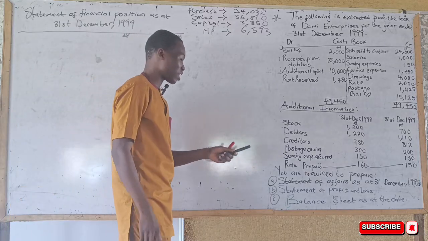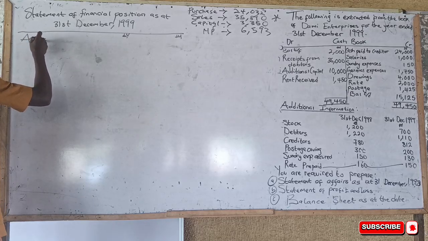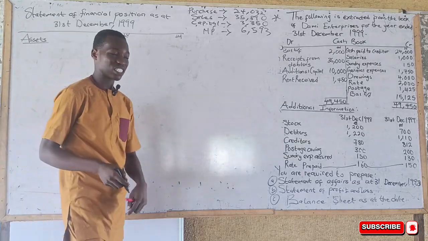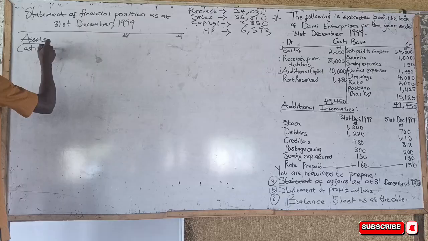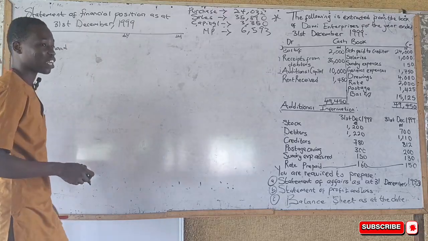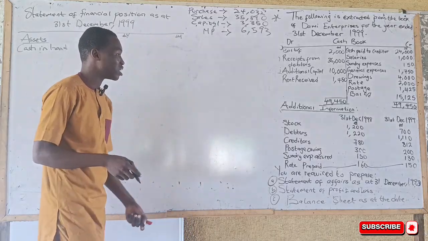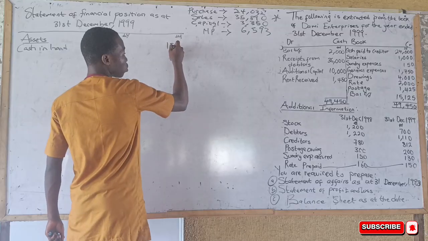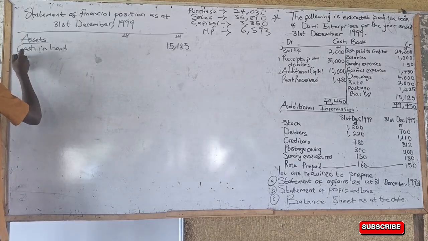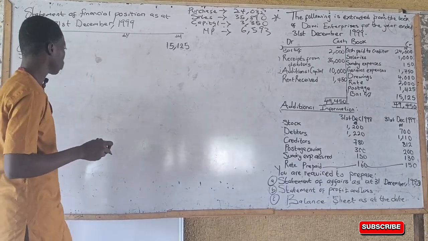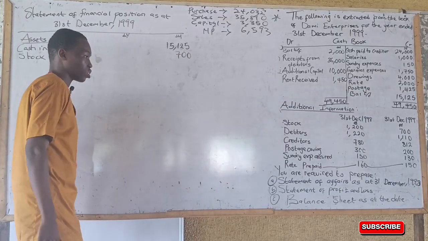We don't have any fixed assets, right? We don't have any non-current asset. So we'll start with our assets, which comprise non-current assets and current assets. The first one is cash. The cash in hand in your financial position is the balance of the cash you have in the cash book, so the balance there is 15,125 naira. After that, we have stock. For the stock, that is 700 naira. It's the closing stock that we're looking at.